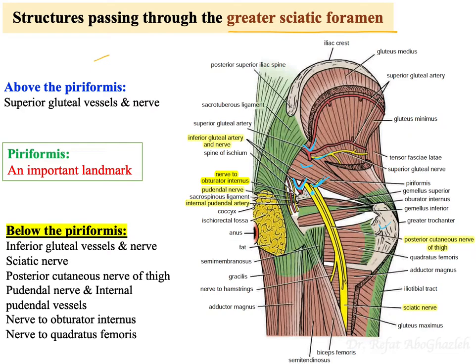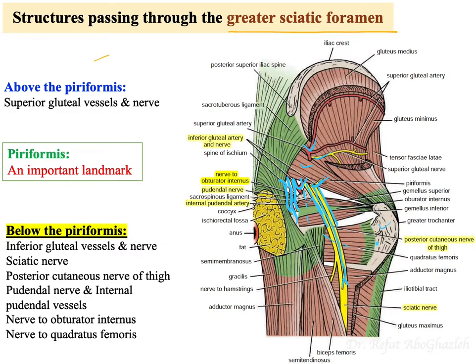Below the piriformis there are also many structures, including one important nerve, the longest nerve in your body, the sciatic nerve. This is the sciatic nerve, right? And another nerve we mentioned, the posterior cutaneous nerve of the thigh. What else? You have here the pudendal nerve. And other than the pudendal nerve, you have the internal pudendal vessels, not the pudendal nerve but the internal pudendal vessels. Furthermore, you have the nerve to obturator internus. There is another nerve also, not shown here because it's more anterior to all of these structures.